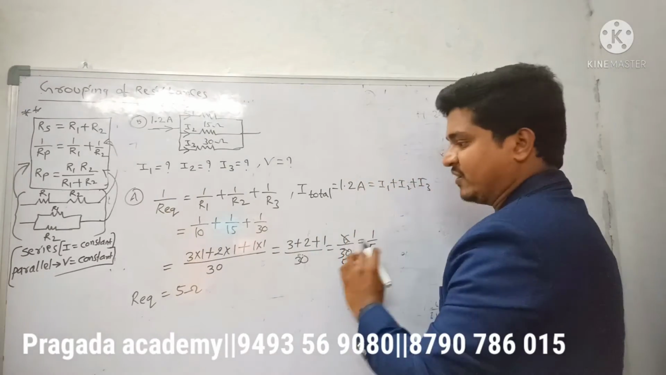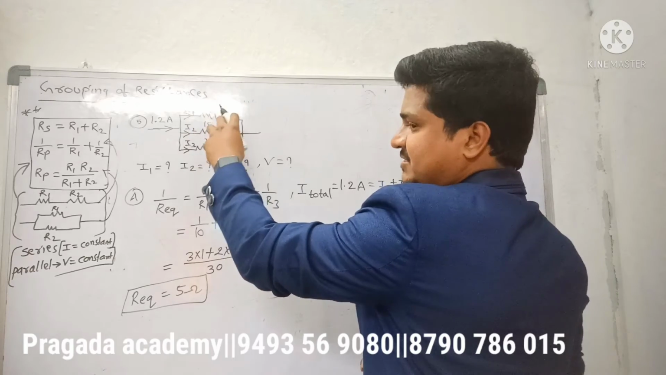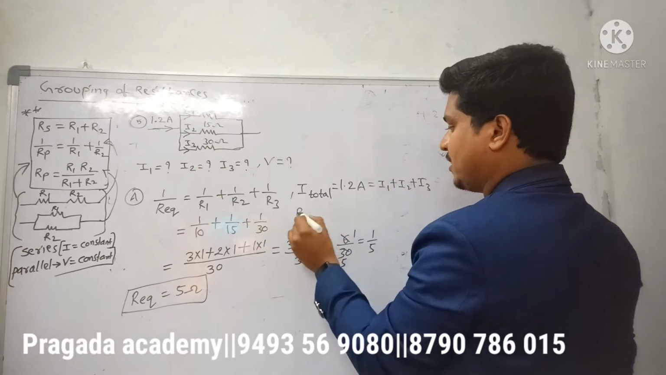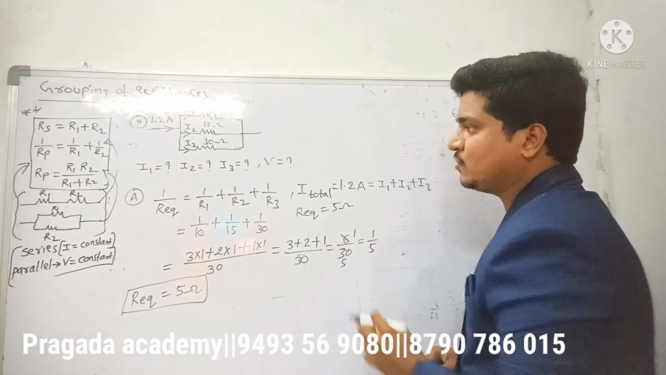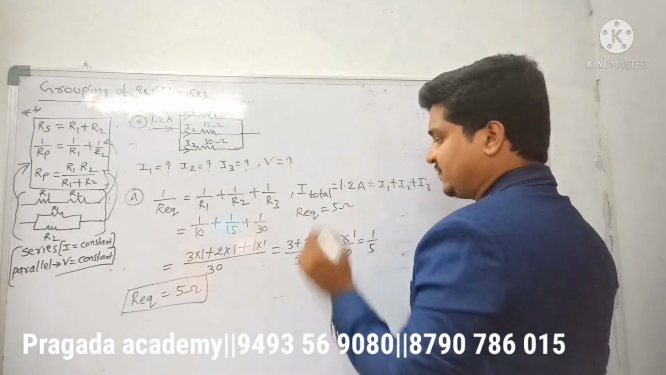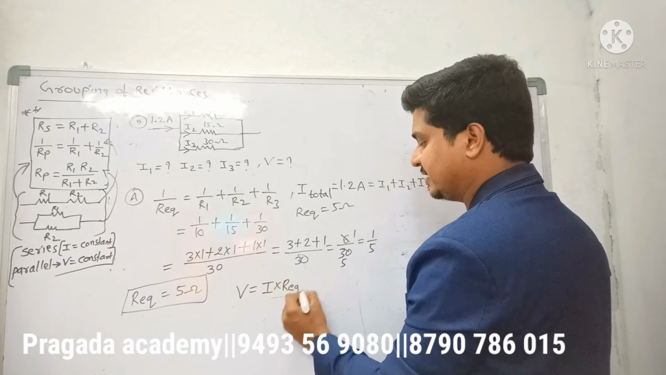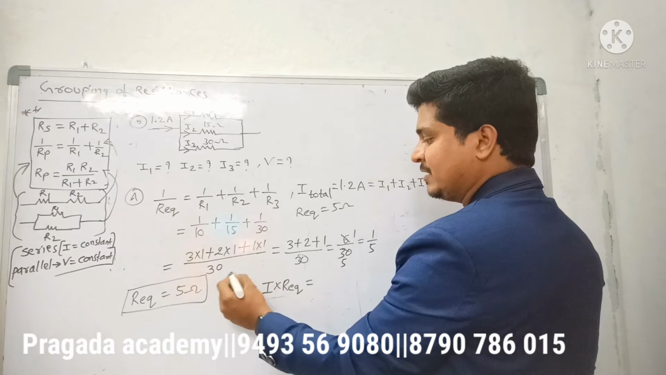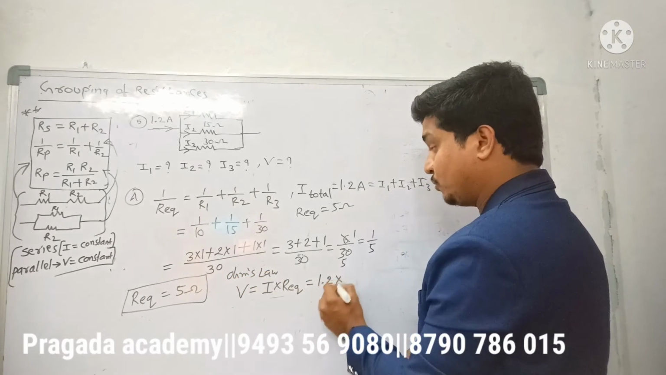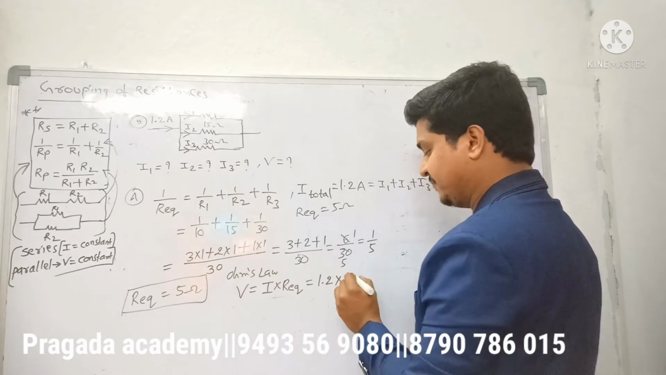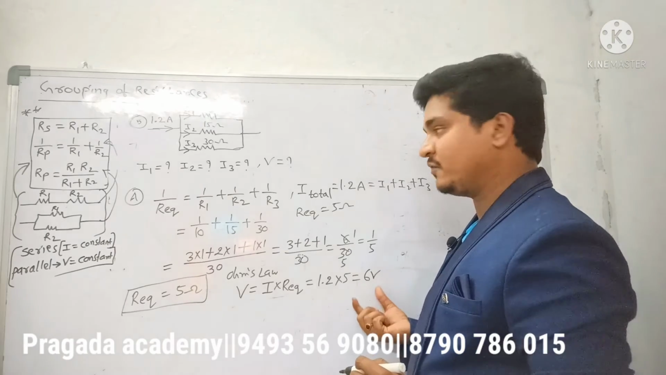1 by R equivalent is 1 by 5, so R equivalent is equal to 5 ohm. This will be the total resistance for this combination. Now they asked to find I1, I2, I3. For that, first of all, we need to find the voltage. Voltage is nothing but total current into equivalent resistance. From Ohm's law, V equal to IR. The total current is 1.2, and the equivalent resistance for this combination is 5. So 1.2 into 5, 6 volt. So the voltage drop, or potential difference, here is 6 volt.